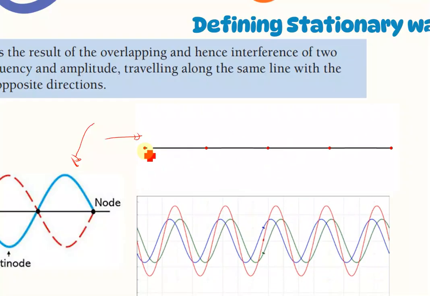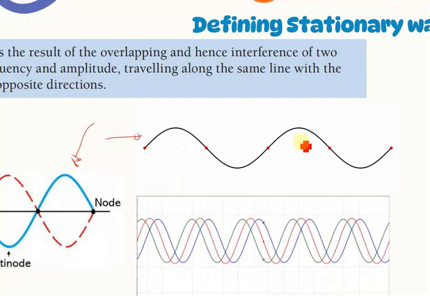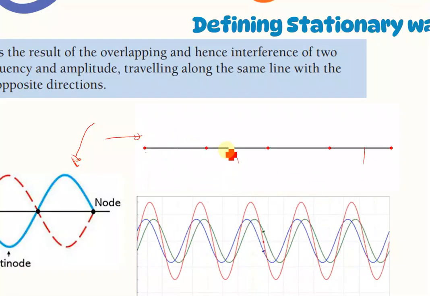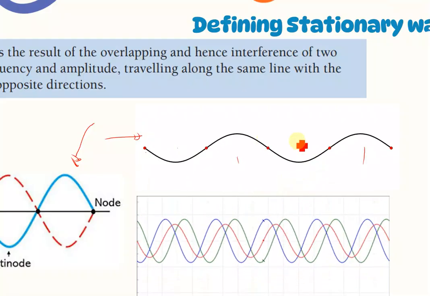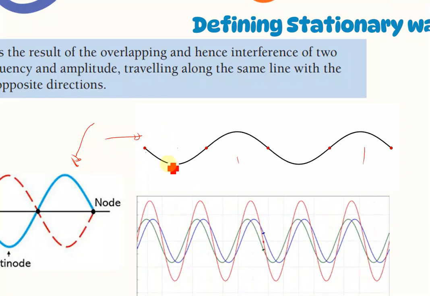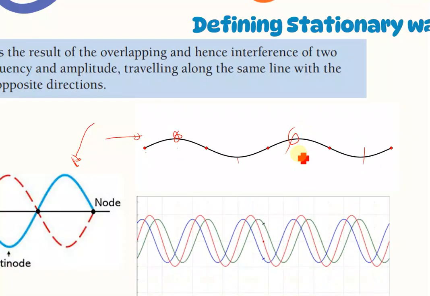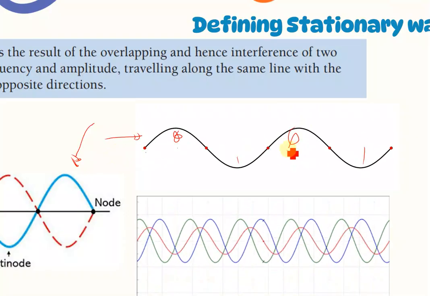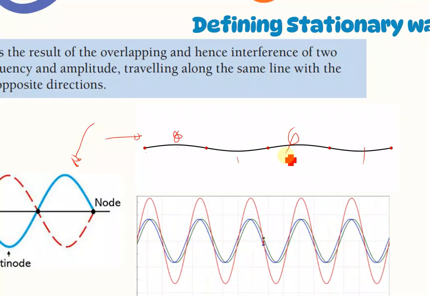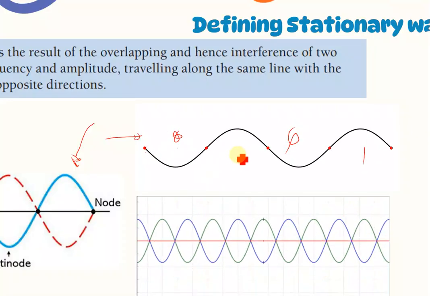Here we have four loops: 1, 2, 3, 4 loops. Okay, look at how the loops are moving. Look at the first loop and the third loop here. The first and the third loop are going up and going down at the same time.